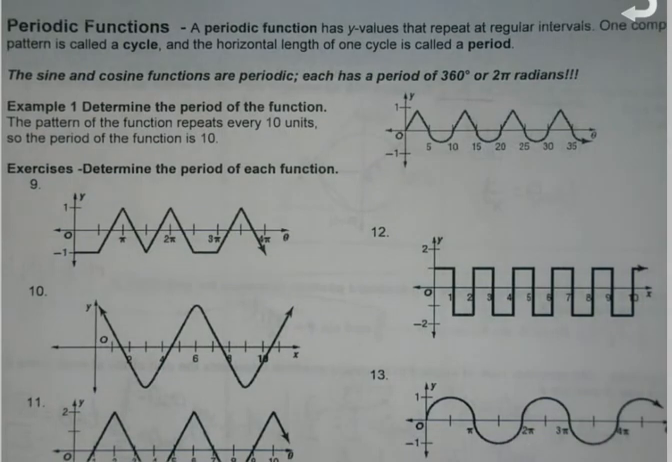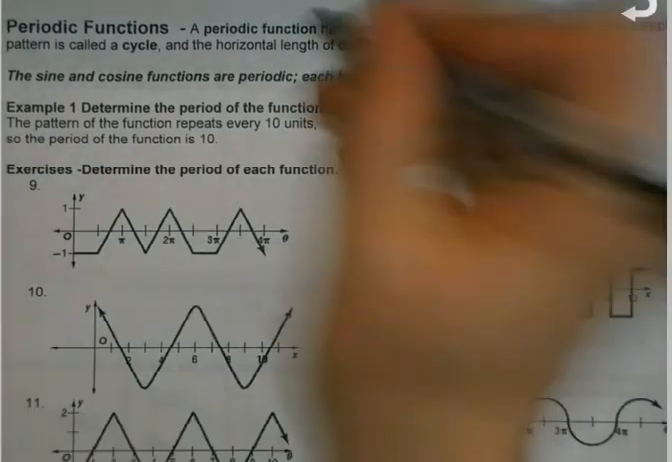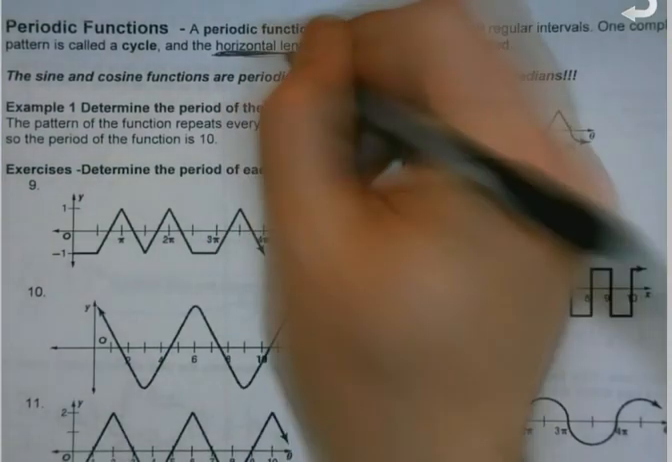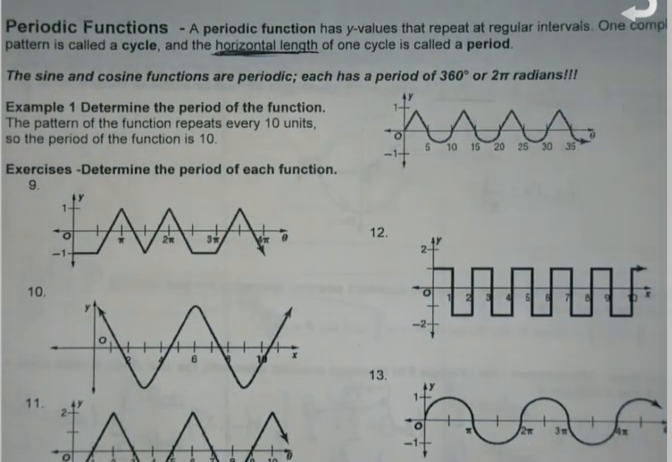Right. So when we hit the back, we're just going to take a look at what's called a periodic function. It means we've got y values that are going to repeat at regular intervals. You're going to see lots of patterns when we're doing this, lots of curves. So a complete pattern is called a cycle. So where we start, we keep the pattern going until we get to that same point again, and that's my period. The horizontal length of one cycle is called the period.